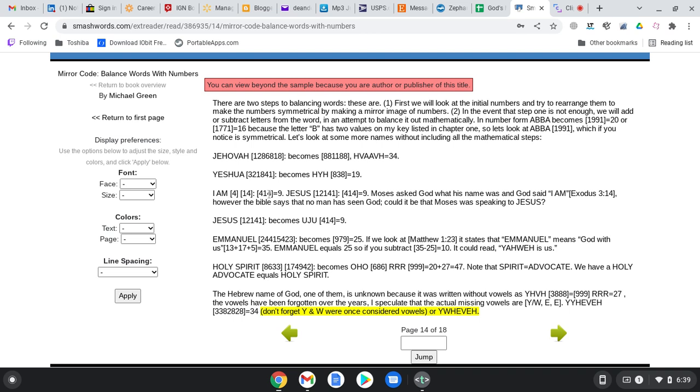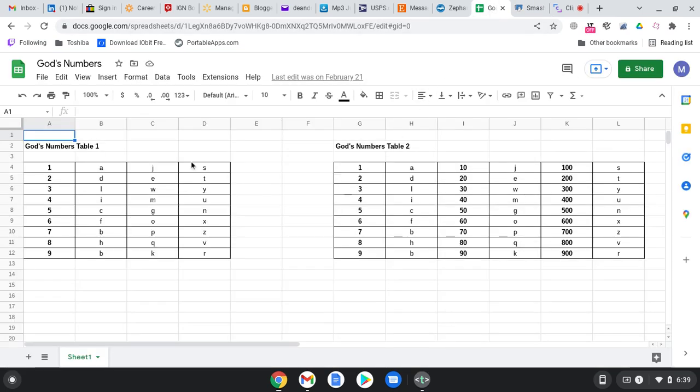Also in the Bible, Moses asked God what his name was, and God said, I am. So I am is actually equal to 9 also, which I believe means that Moses was talking to Jesus. I can't prove that, but I think the Bible hints that Moses was talking to Jesus instead of God. So once again, let's look at the code.